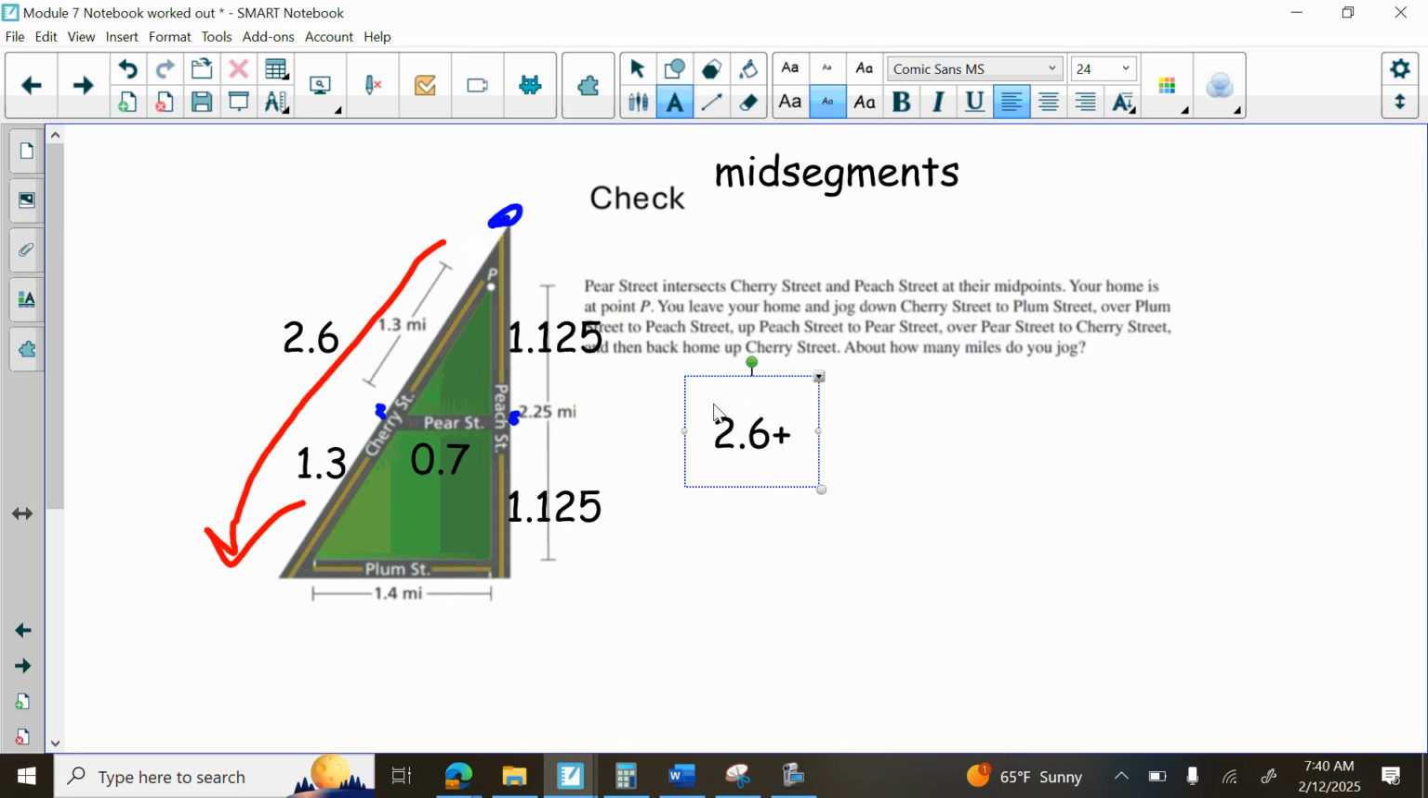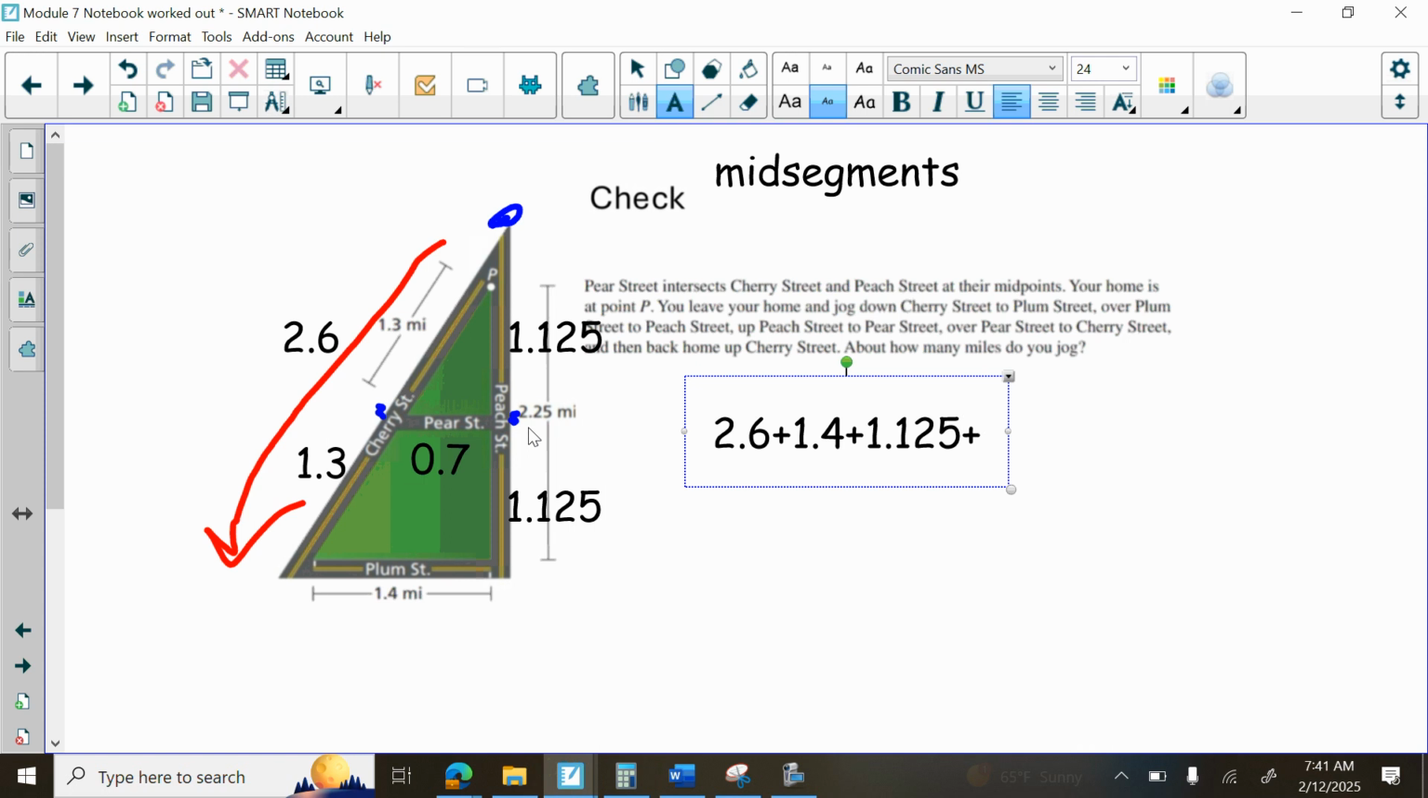Then it says to Plum Street, and then on Plum Street, you jog down to Peach Street. So what's that distance? What's the distance of Plum Street? 1.4, right? Then it says over Plum Street to Peach Street, and then up Peach Street to Pear Street. So all the way to here. What's that distance? Only to Pear, not the whole way up, halfway. 1.125.